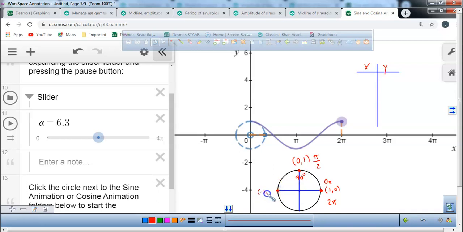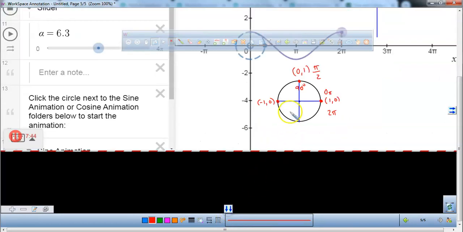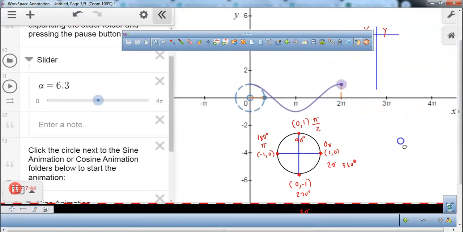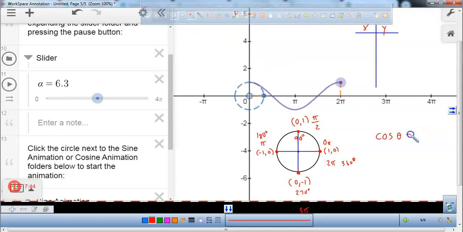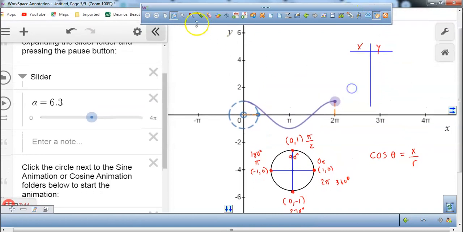Right here, we're at -1, 0. Right down here, we're at 0, -1. In terms of pi, we are at pi, also known as 180 degrees. Here we're at 270 degrees, known as 3 pi over 2 radians. And right here, we're at 0 degrees, also known as 2 pi, which is 360. So take a look at this as we're making this graph. Just remember, the cosine of theta in the unit circle is always the x value over the r value.